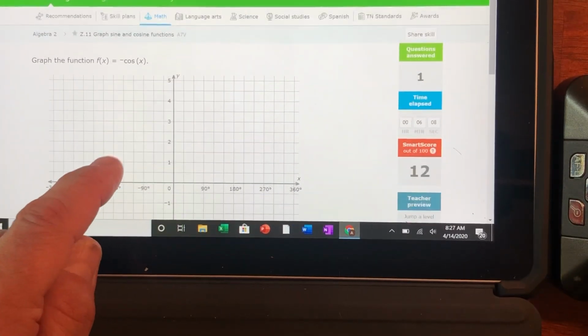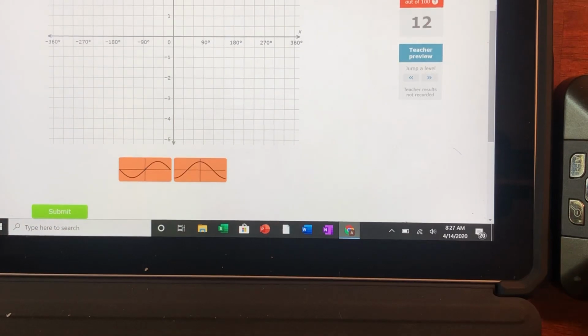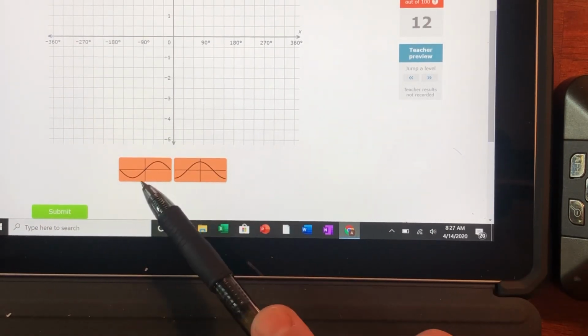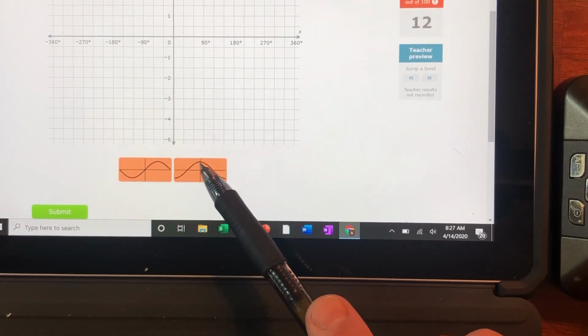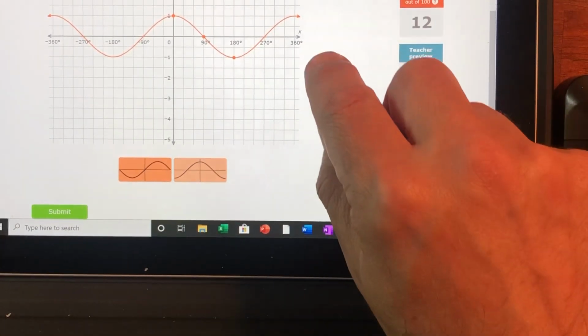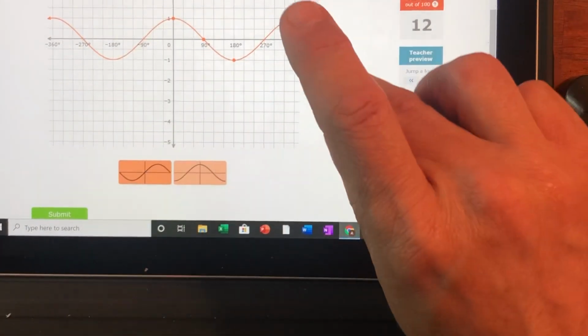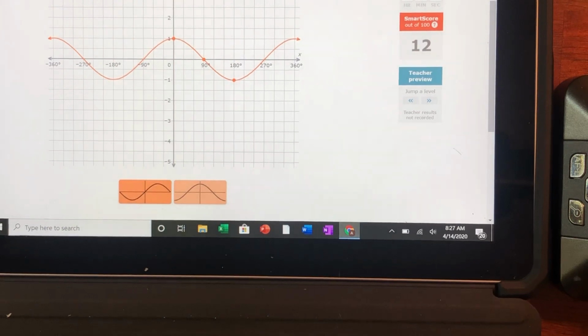This problem says find the negative cosine of x. So choose which one of these looks like cosine. It's not that one, it's this one because it's supposed to start up here at 1. The trouble is that is y equals the cosine of x. And we want it to be the negative cosine of x. So we need to flip this. How do you flip it?